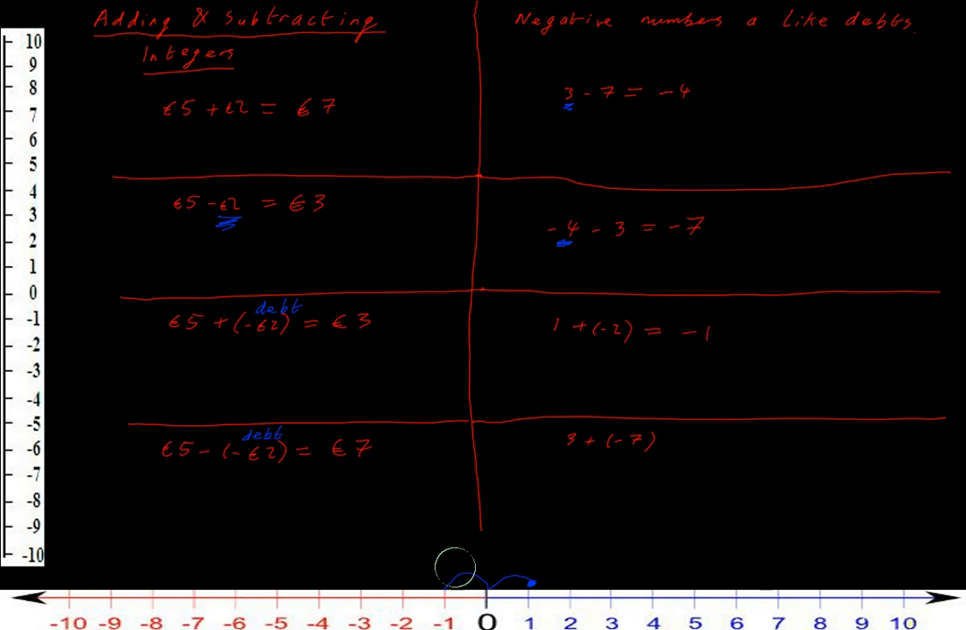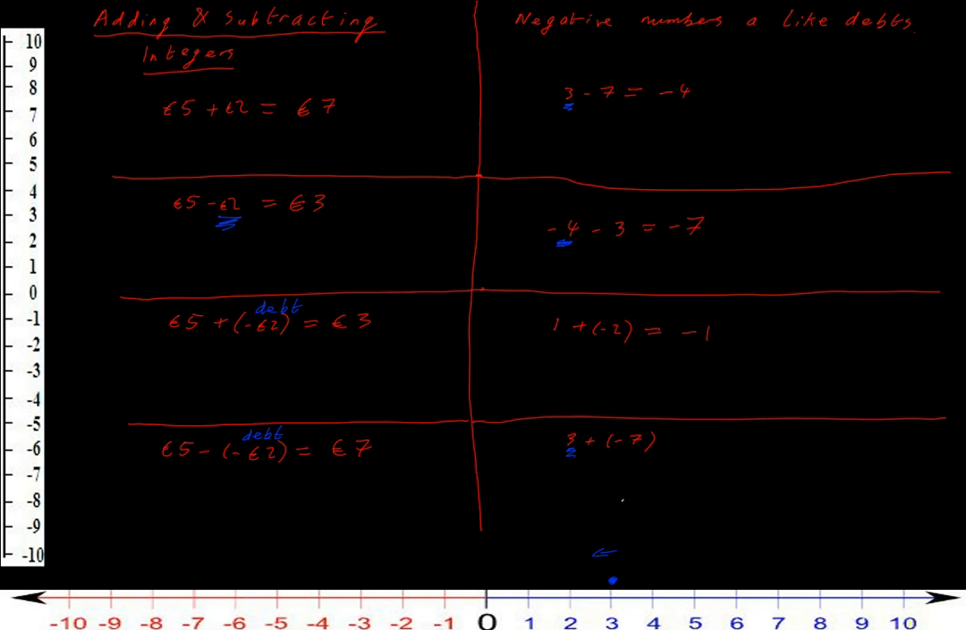And finally, we start up at plus 3. And what are we going to do? We're going to add on negative 7. So we're adding on a debt, we're adding on negativity. So we're adding on our minus 7. So that means we're going to go down. We're going to get colder by 7.